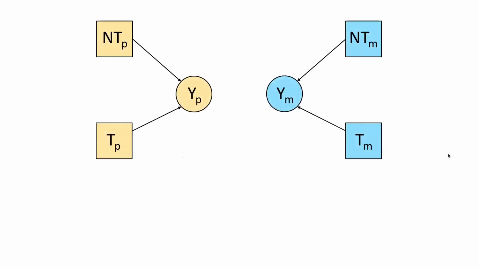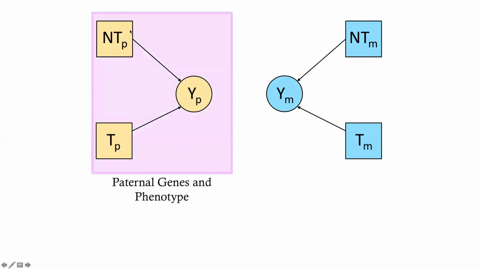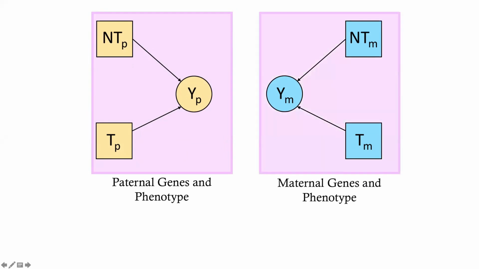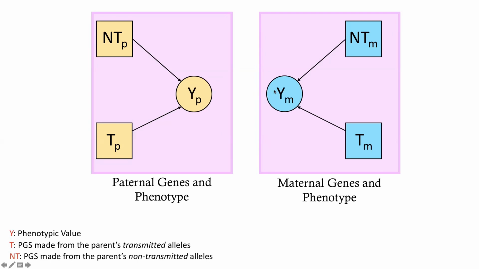So before getting into the full model, we can start here. We have the paternal genes and phenotype on the left. Note the P subscripts for each one. And we have the maternal genes and phenotype on the right with these M subscripts. So we have these two Ys representing both the father and the mother's phenotypes, as well as these NTs representing the PGSs made from the non-transmitted portions of the parental genotypes, and these Ts representing PGSs made from the transmitted portions of the parental genotypes.